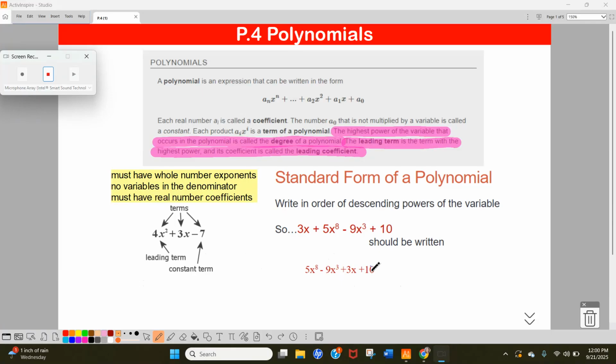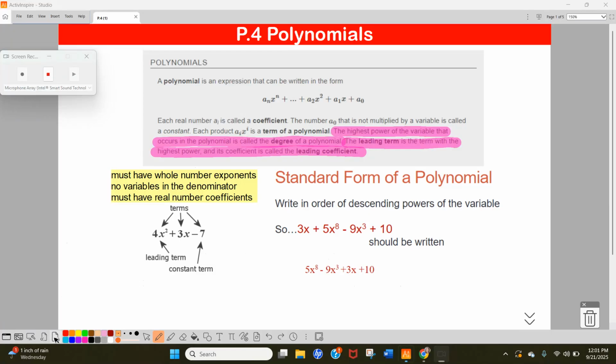So again, the rules in this yellow box: for it to be a polynomial, we have to have whole number exponents. That means no fractions, no negatives. We have to have no variables in the denominator, and we have to have real number coefficients. And then standard form is put your biggest exponent first, and then go from there, getting smaller as you go.